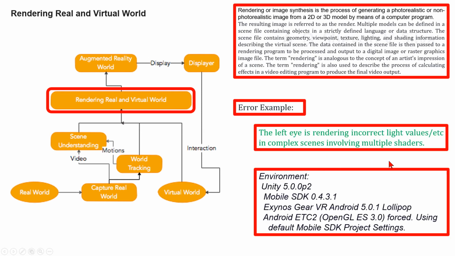As an error example, we can consider this. The left eye is rendering incorrect light values, etc. in complex scenes involving multiple shaders. Here this occurred in Unity 5.0.0p2 in mobile SDK 0.4.3.1, Exynos Gear VR Android 5.0.1 Lollipop, Android ETC 2 OpenGL ES 3.0 Forced using the default mobile SDK project settings.